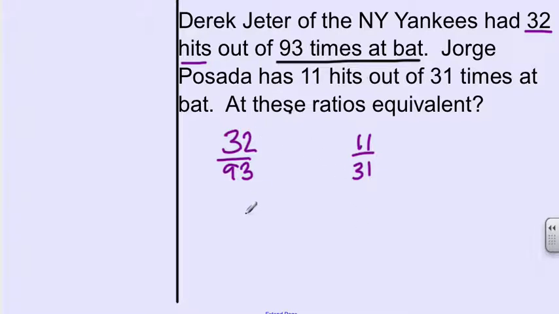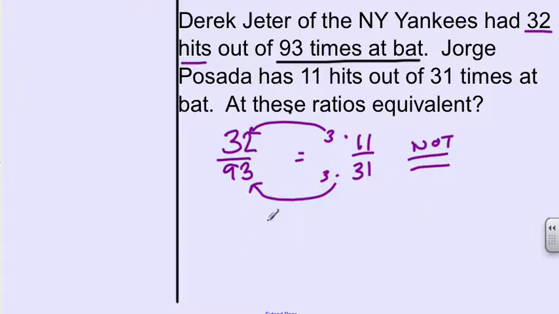See if these will reduce at all. I notice that both of these, if I add the digits up, that adds up to a 5. This adds up to 9, 10, 11, 12. So this 3 would go into this, but not into this. Does this reduce at all? I don't see anything that goes into these two numbers to make it reduce. So I would guess to say that these are not equivalent. Some of you may have noticed that if I times by 3, I would get 93, and if I times by 3, I should get 33, and I don't, so it's more emphasis that it's not equivalent.